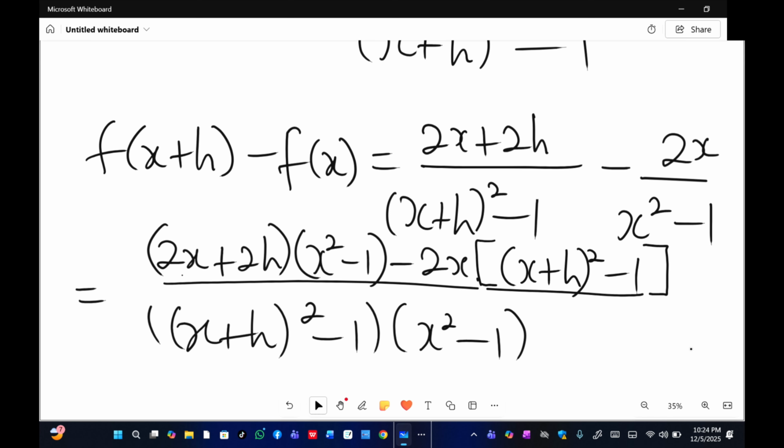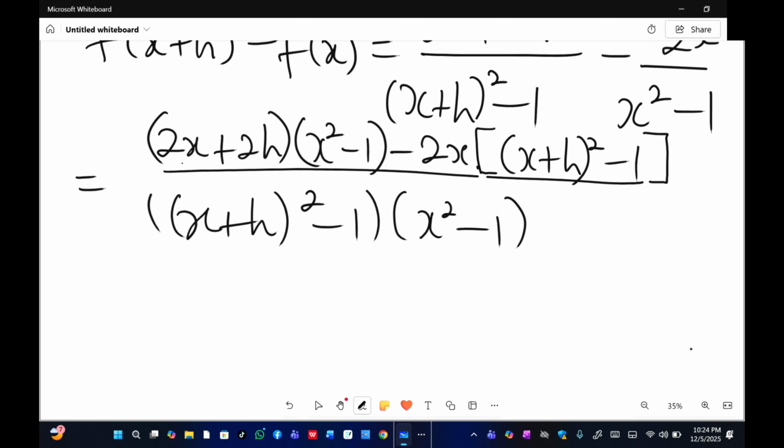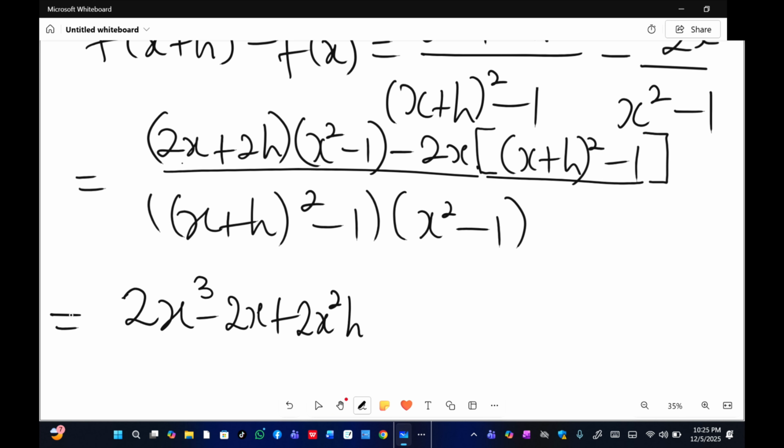Alright, so we continue to simplify. Let us simplify the numerator. For the first part, we have 2x multiplying x squared minus 1. So we are going to get 2x cubed, then multiplying by negative 1 gives us minus 2x. Then the 2h is multiplied: we are going to get 2x squared h. Then the 2h will also multiply the negative one, and we are going to get negative 2h.